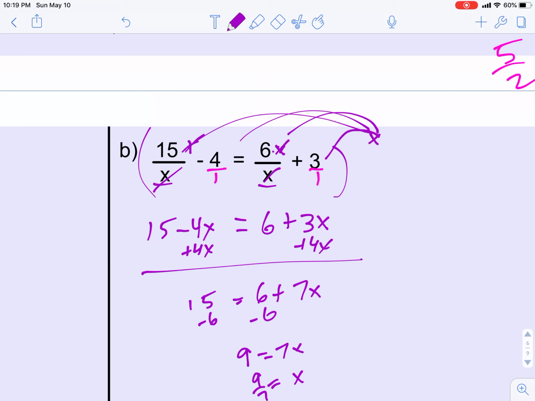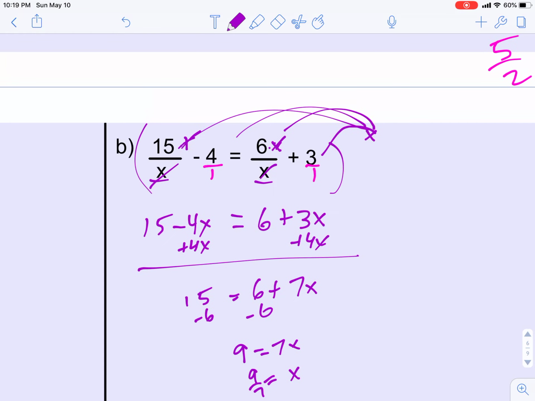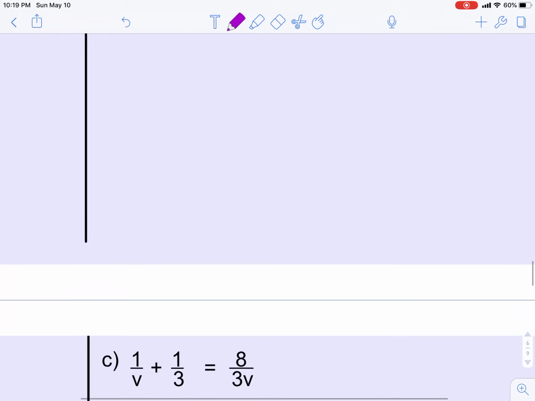Okay, doesn't look the prettiest. I'm just rechecking my math, making sure we did everything right. Looks good. And then you would have to plug in to see if it works.